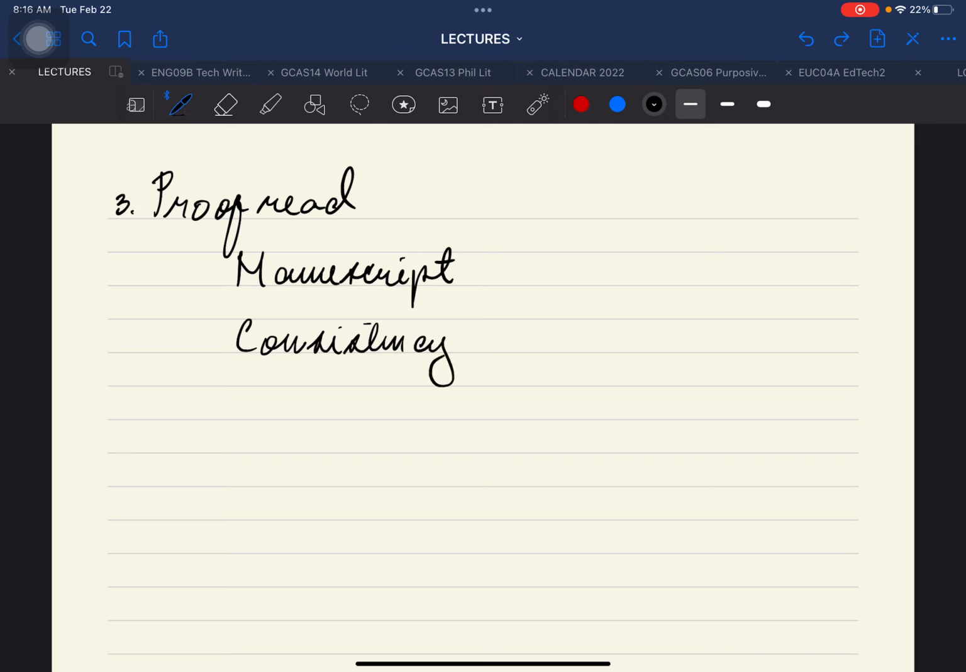Another issue in your manuscript is that the terms used in the title do not reflect the content that you are presenting. So make sure that all of these terminologies that you use will be consistent all throughout your research defense. Okay, so that's the third one. The fourth step is practice.